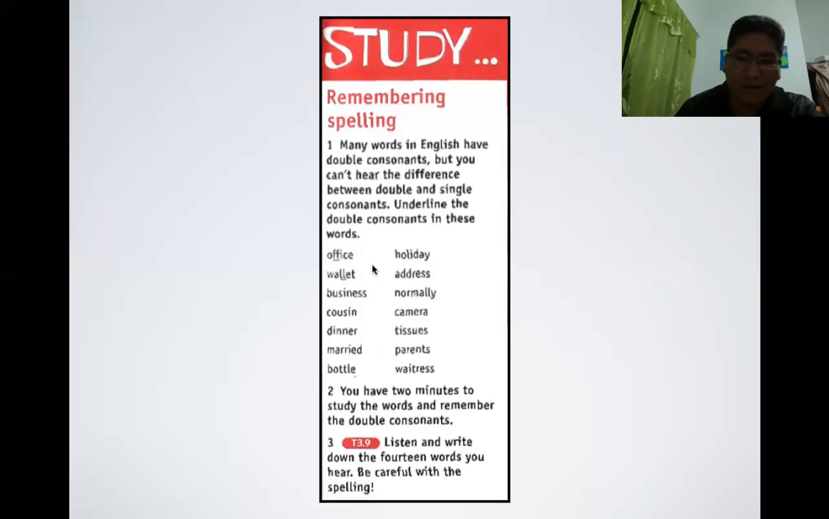Business. Don't forget that the double S is at the end of the word. Business, right? Waitress. Address, double D and double S.